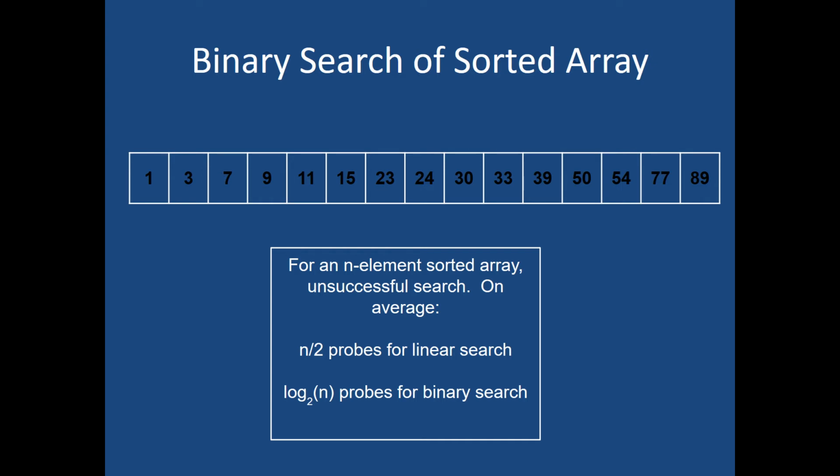here's the thing. We decided the linear search took n over 2 probes on average. It turns out that for binary search, it takes log base 2 of n probes to find out an element's not in the array. Now, what is the log base 2 of a number? Yeah. It's 2 to the n, right? Well, no, it's the inverse of 2 to the n.